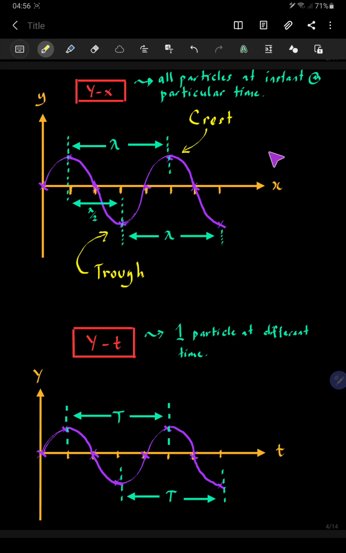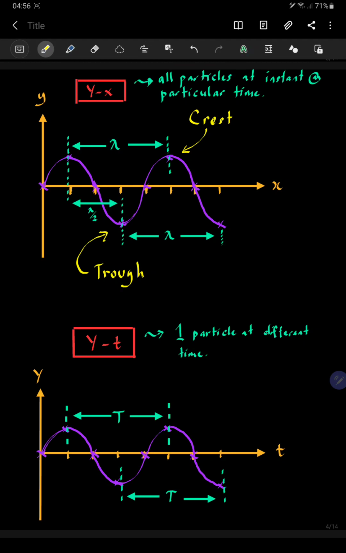Let's say at t equals 1 second, this is the displacement of the first particle, the displacement of the second particle, the third particle, the fourth particle, the fifth one, until the nth one. So we are focusing on a particular time for all particles. From the x-axis we may know lambda, one complete oscillation. The distance between crest and crest or trough and trough represents lambda, and the distance between crest and trough represents half lambda.